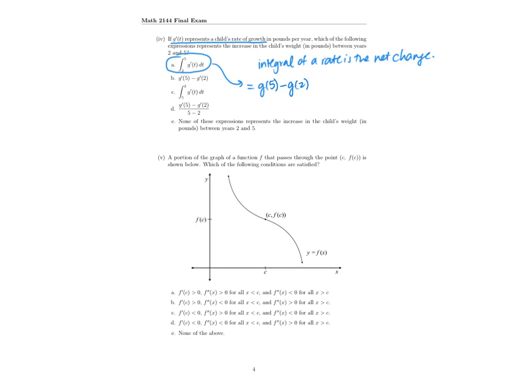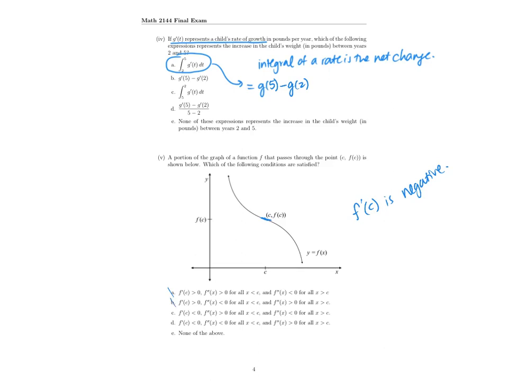Okay, and then the last one says a portion of the graph passes through C, f of C, shown below. Which of the following conditions are satisfied? Okay, so it's asking about the first derivative and second derivative. Okay, so for the first derivative, f prime of C, well, since it's sloping downwards, the slope is negative. So f prime of C is negative. Okay, so I can just rule out the ones that say positive right away. So A and B are gone.